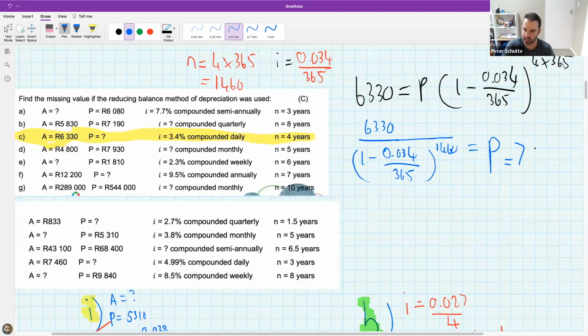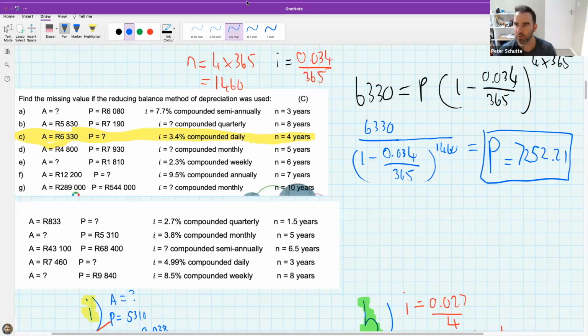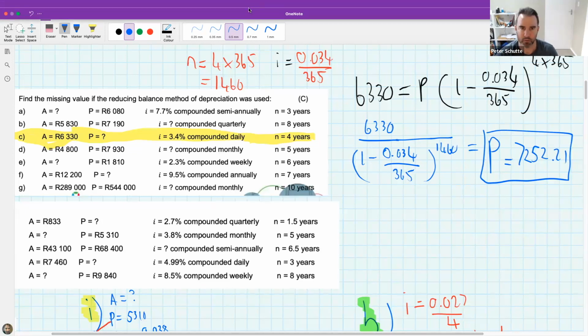Yeah, and we should get a value of 7252.21. Okay, so you just had to break that into smaller periods there. Okay, everyone, I like what I'm seeing in the chat, so I think it's time for a break.